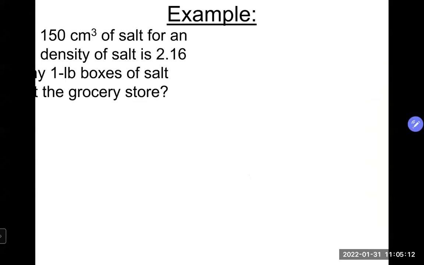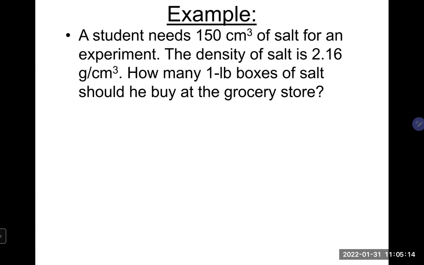All right, and then obviously there's just some densities there. Let's try one more example here before we wrap up density. A student needs 150 cubic centimeters of salt in an experiment. The density of salt is 2.16 grams per cubic centimeter. How many 1 pound boxes of salt do they need? In 1 pound, there is 453.6 grams, in case that helps. All right, so we're looking for how many 1 pound boxes they need. Take a minute or two to see what you come up with.